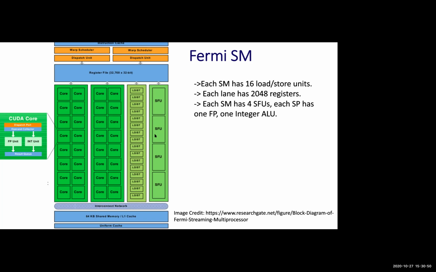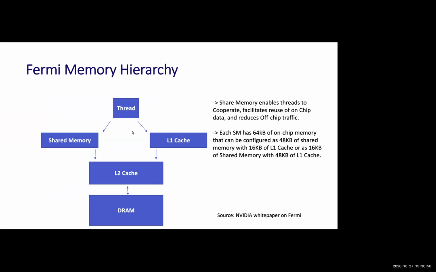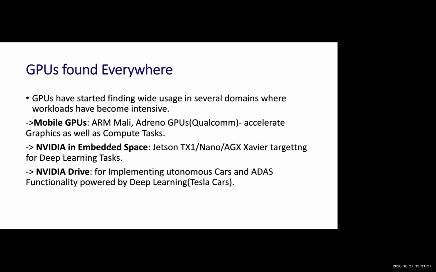Also, we have four SFUs in one SM compared to the two SFUs earlier. So this is the memory hierarchy. If you see, for a thread, shared memory is nearer when compared to the L2 and DRAM. The access speed of DRAM is lower compared to the L1 cache or the shared memory. Also, the size of the L2 cache is more compared to the shared memory, and the size of the DRAM is more than the L2 cache. So this is the memory hierarchy for the Fermi GPU.